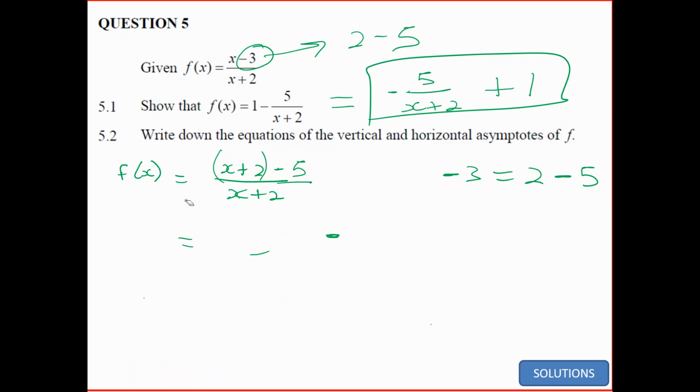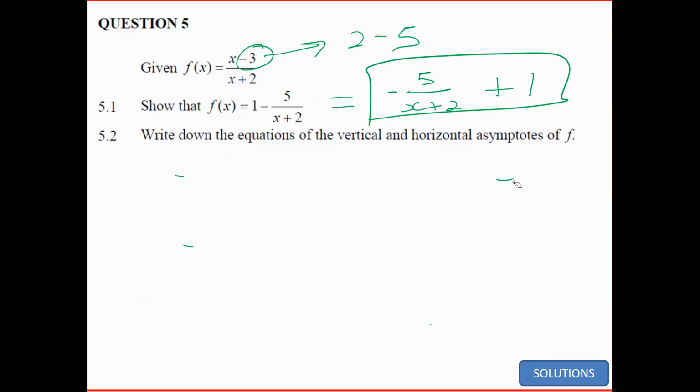All right, so now let's look at 5.2. 5.2 wants to know from us, write down the equation of the vertical and horizontal asymptotes. See, a famous question coming out on a hyperbola. Vertical and horizontal. Can I have an answer from someone? Somebody? The vertical asymptote is x equals negative 2. Well done. Vertical asymptote, x equals negative 2.